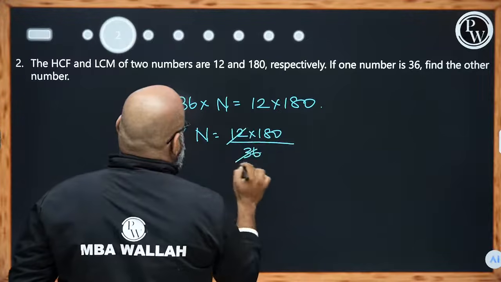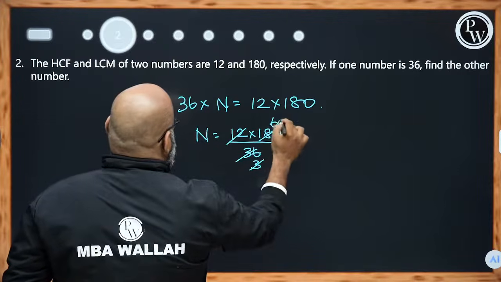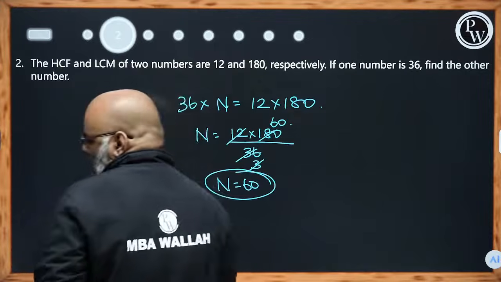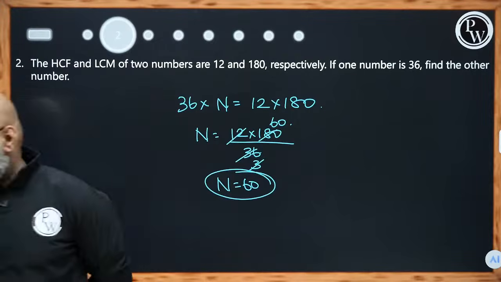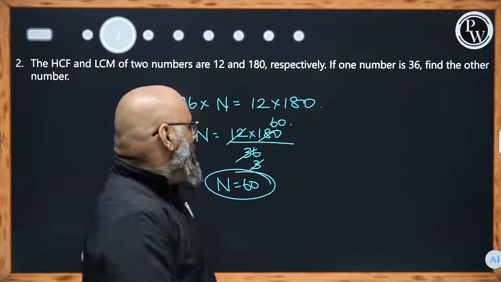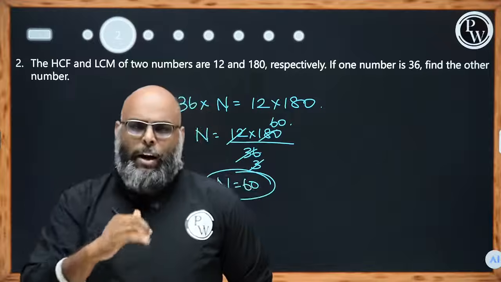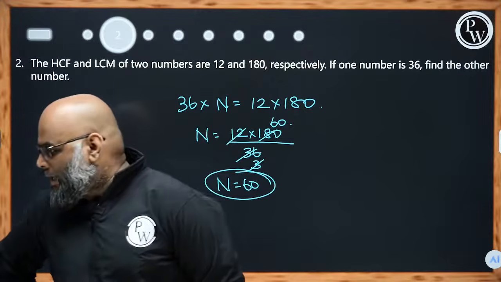I'm going to cancel this 3 times. Cancel this 60 times. n is equal to 60. Nothing tricky, nothing fancy. Straight, pure idea. Plug in the property, we are through. Right? We'll hop on to the next question now.